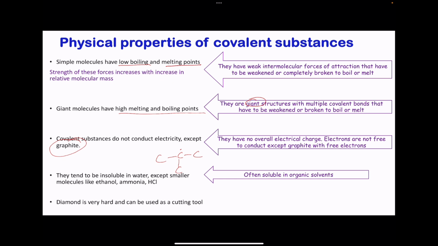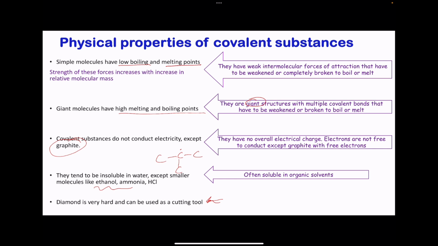The next is these covalent structures tend to be insoluble in water, except smaller molecules like ethanol, ammonia, HCl, and so on. And among these covalent structures, diamond is very hard and can be used as a cutting tool. And this is because of the strong covalent bonds that exist in diamond due to the tetrahedral structure.